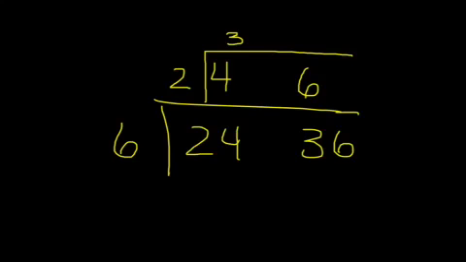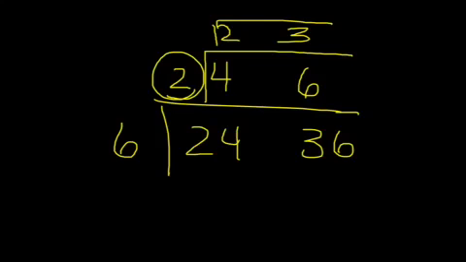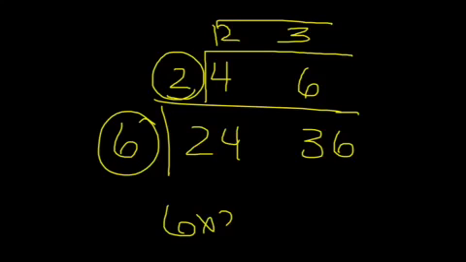Wait a second, let me erase that. 4 divided by 2 is not 3. 4 divided by 2 is 2, and 6 divided by 2 is 3. All right? Now, I don't need to do another cake. I'm just going to get a 1 up there. So I just multiply these two outside numbers together. 6 times 2 equals 12.